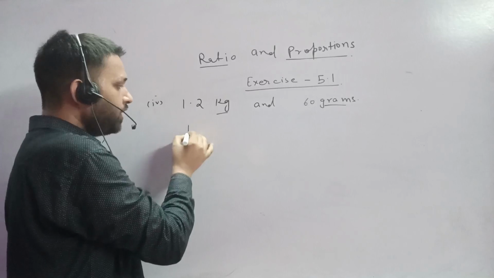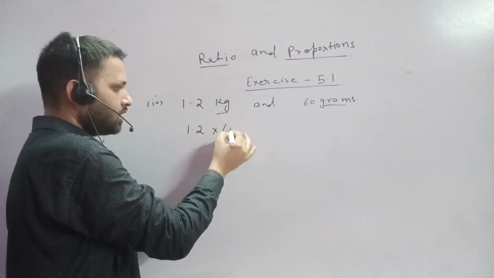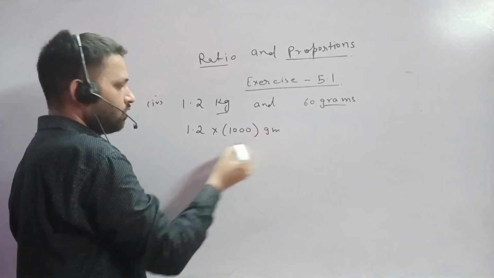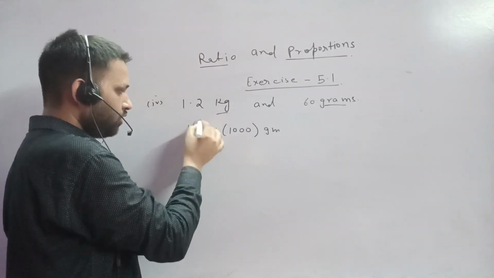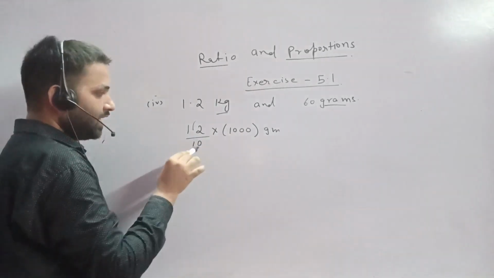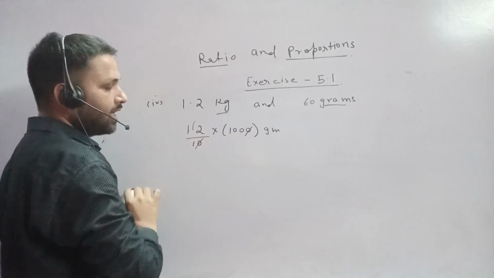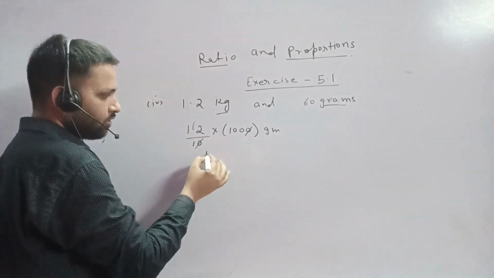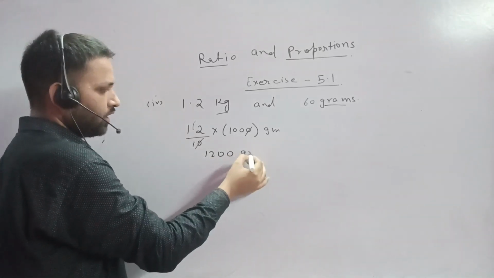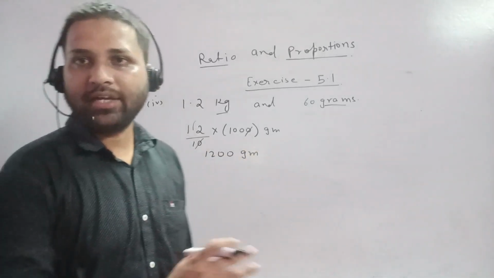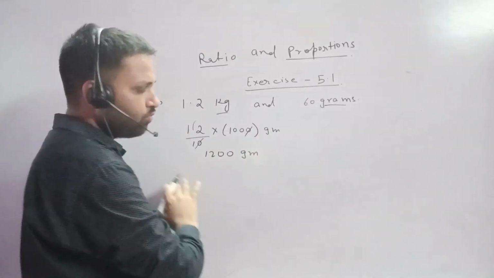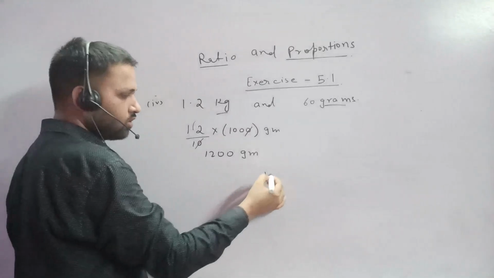We know that 1 kg is equal to 1000 grams, so we multiply this quantity by 1000. Then you can remove the point, put 10 in the denominator and cut this 0 with 0. Then you can write here 1200 grams. Now you can see that the units are the same.